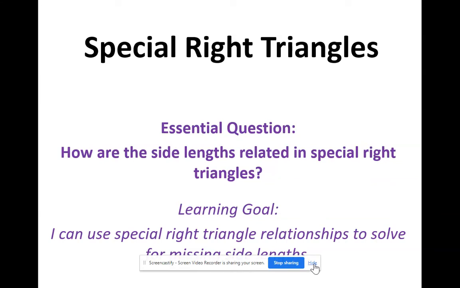Good morning, everyone. We are going to be talking about special right triangles today. Our essential question: how are the side lengths related in special right triangles? The learning goal: I can use special right triangle relationships to solve for missing side lengths. So we're really looking at the relationships between sides and finding side lengths in our triangles.